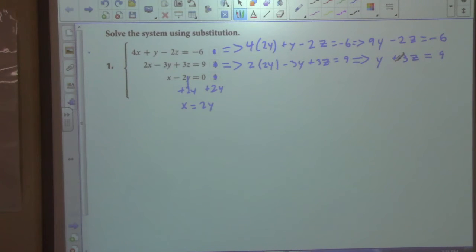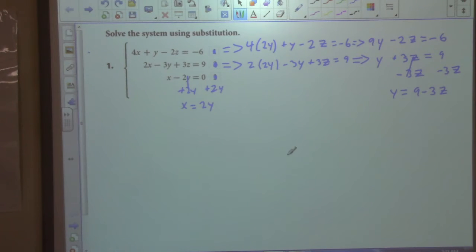Y equals 9, subtracting 3z. Yeah, so what I'm going to do here, as Ben suggested, is this. If you go ahead and make that subtraction, y is equal to 9 minus 3z. Is that what you meant, Ben?